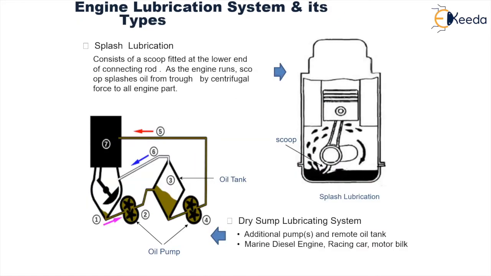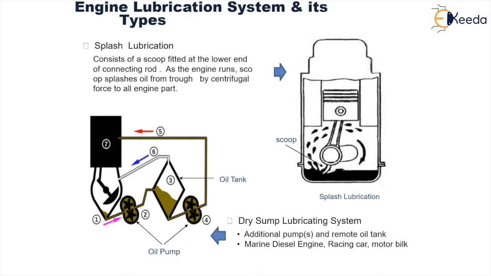Now we have two more types of lubrication system to study over here. One is the splash lubrication system. Okay, now what will happen in a splash lubrication system? Let us see. As you can see, a scoop is mounted on the crankshaft. As the crankshaft rotates because of the reciprocatory motion of the piston, this scoop will scoop up the oil from the crankcase or the oil sump and splash it to the underside of the piston and also to the crankshaft.